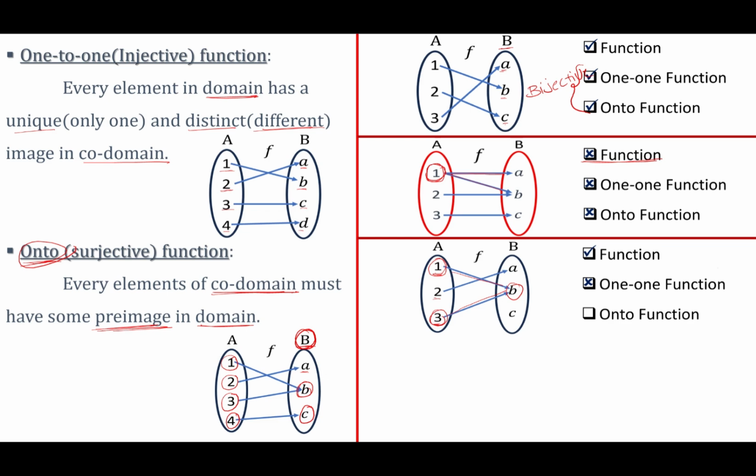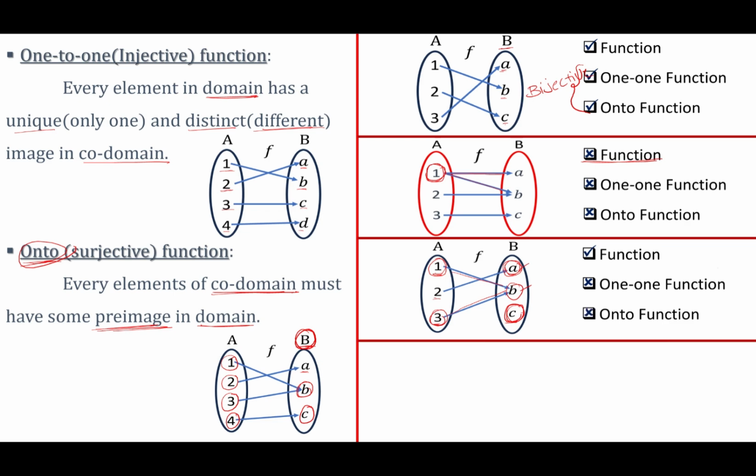Is it an onto function? Every element of set B, every element of the codomain, must have a pre-image. So everyone has a pre-image. Check, this one has two pre-images. No, this one is not an onto function because C, an element of set B, does not have any pre-image. So it is not an onto function.